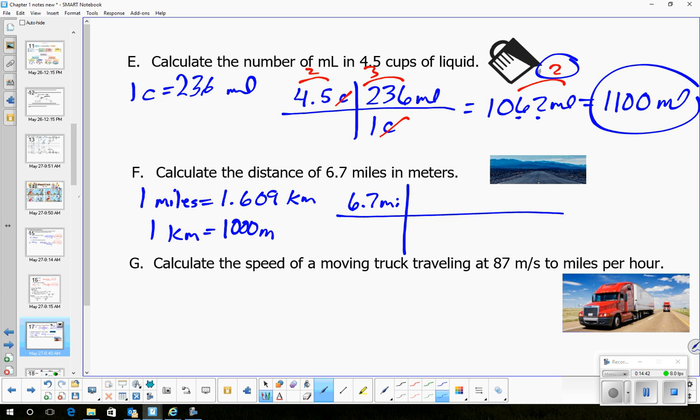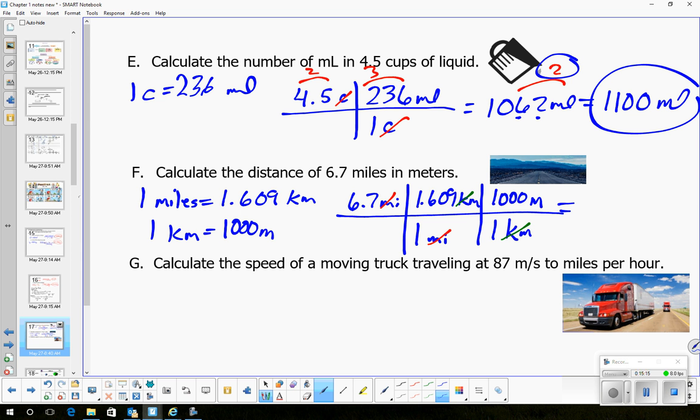I want to get rid of miles, so 1 mile is going to go on the bottom. And on the top, I'm going to put 1.609 kilometers. Miles go out. My next conversion is going to take me from kilometers to meters. So in 1 kilometer, there are 1,000 meters, and kilometers go out. The nice thing about this one is on the bottom there's all ones, so I can ignore the bottom and I just times to the top.